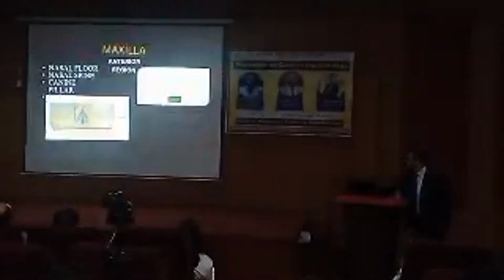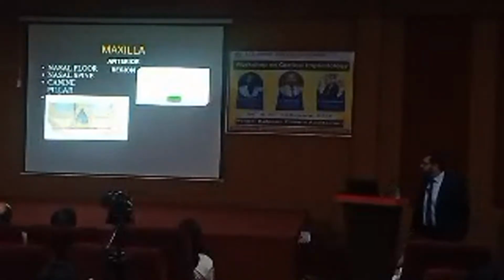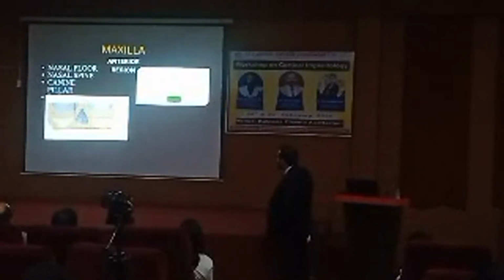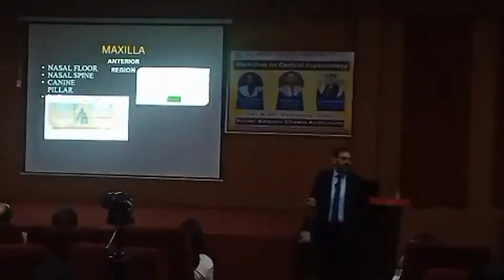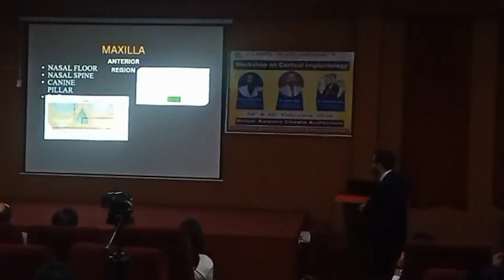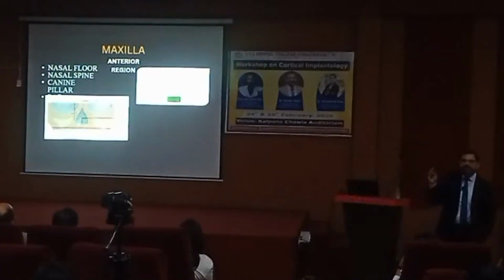So this is A, B, C, the zone we have decided. So the anterior region in the maxilla, what area will it cover? Will cover the nasal floor, clear? Will cover the nasal spine, canine pillar, okay? And the nasal floor is from anterior to posterior, clear? So the A region will cover all these three: nasal floor, nasal spine, canine pillars, clear? And then the canine sinus region, we can use this bone or we can use the bone palatal to the sinus. We use the bone which is palatal, not in the sinus.